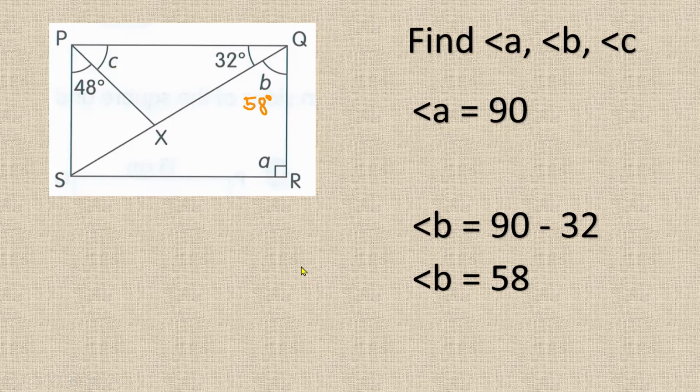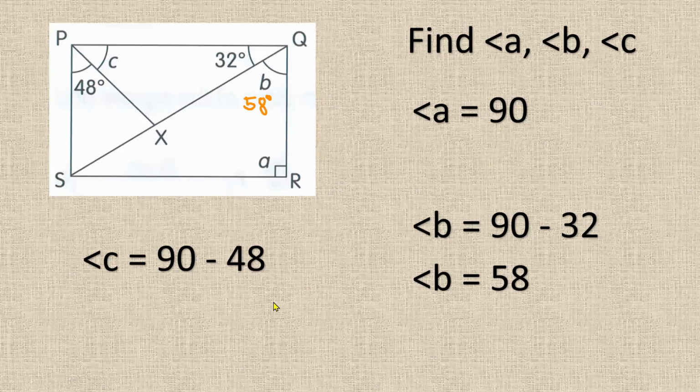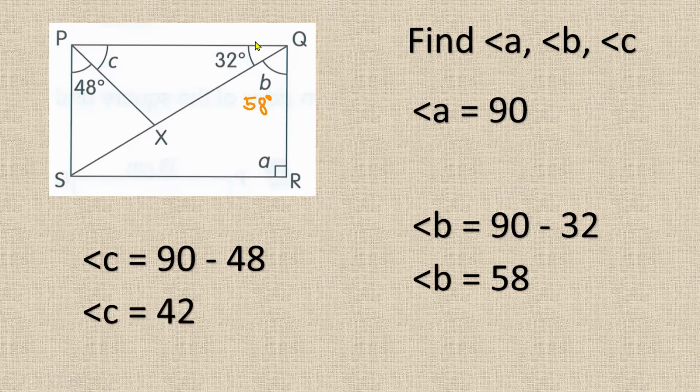How about angle C? So again, to find angle C, we just have to subtract it from 90 degrees. So angle C is equal to 90 minus 48. 90 minus 48 is 42. Therefore, angle C is equal to 42 degrees.